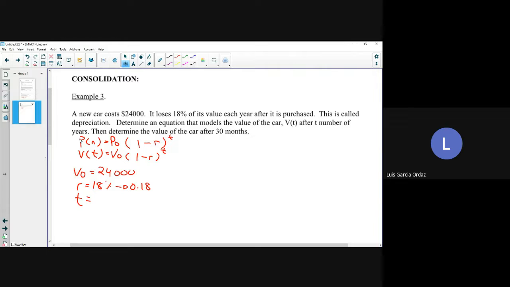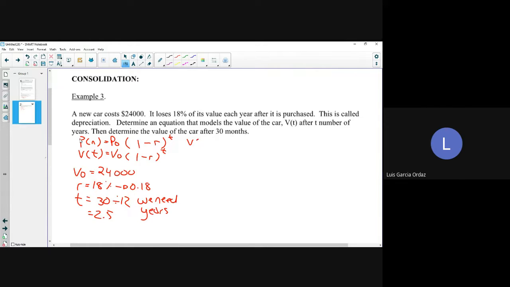Every year is 12 months, right? So what do I have to do with 30 and 12? 30 divided by 12. Okay, Nicole, you got that answer? 30 divided by 12? 2.5. So because we need years, now I can determine what my car is going to be worth at that time.